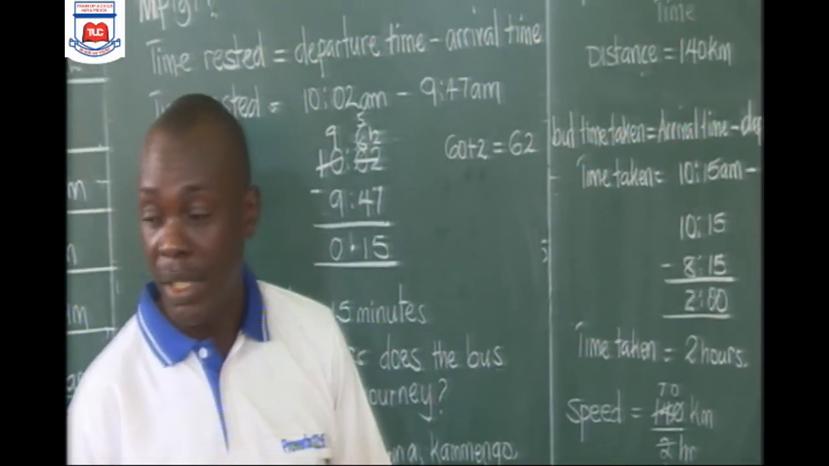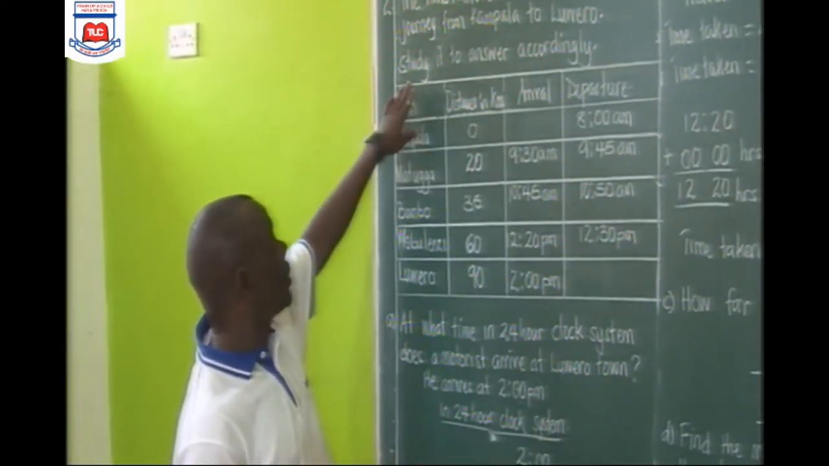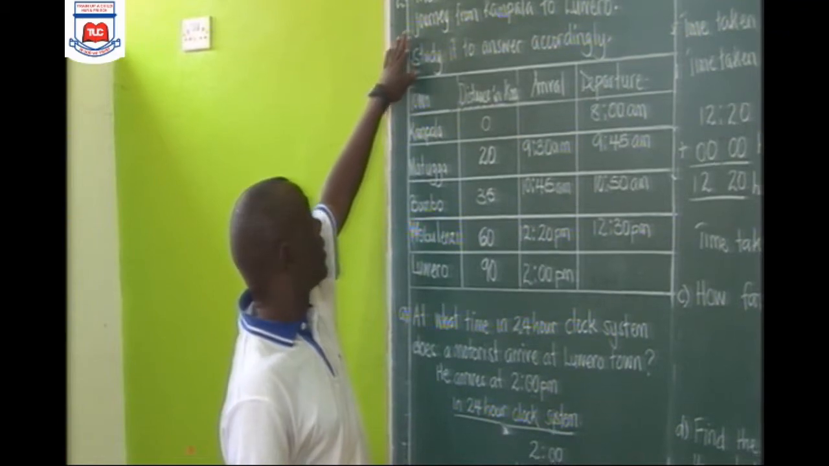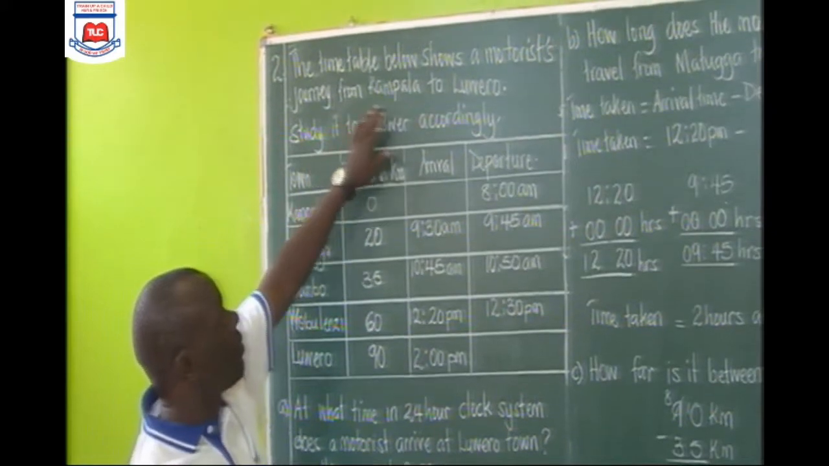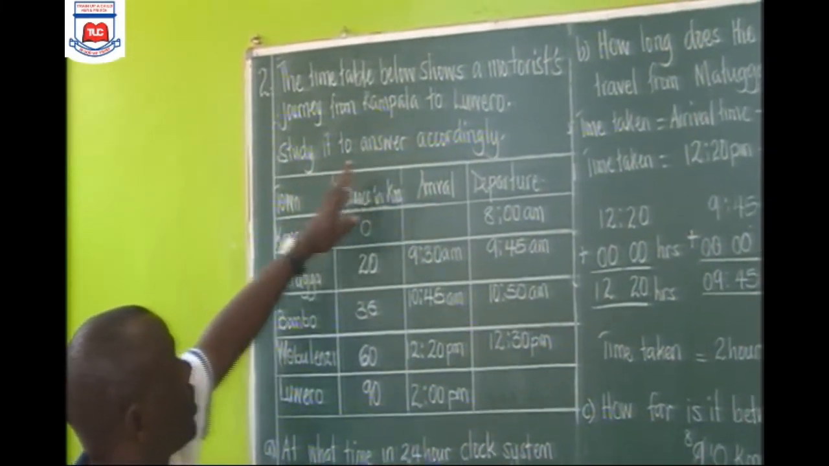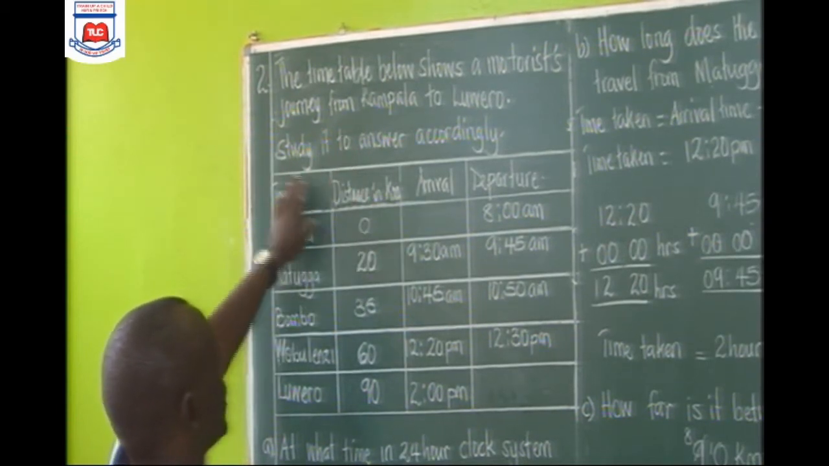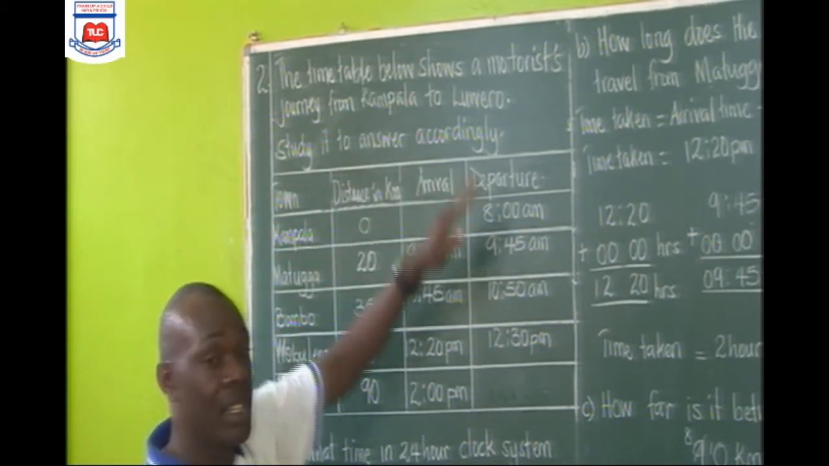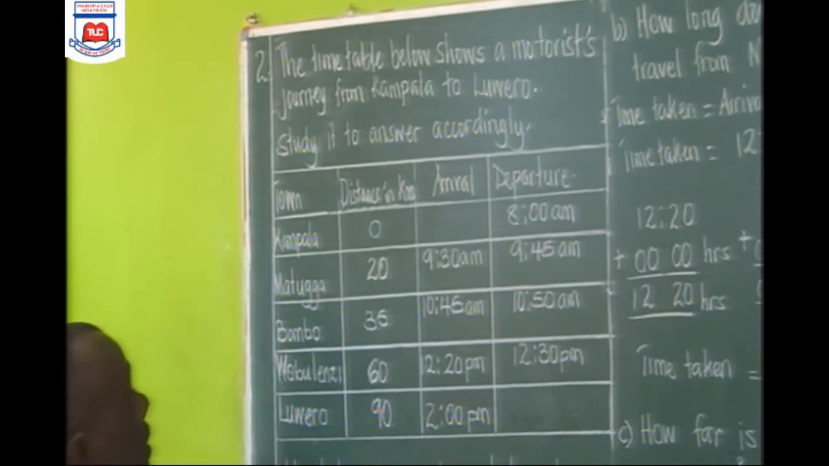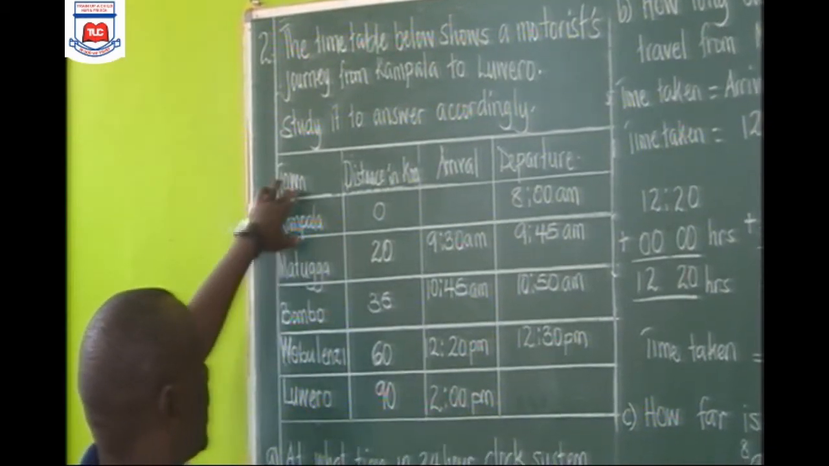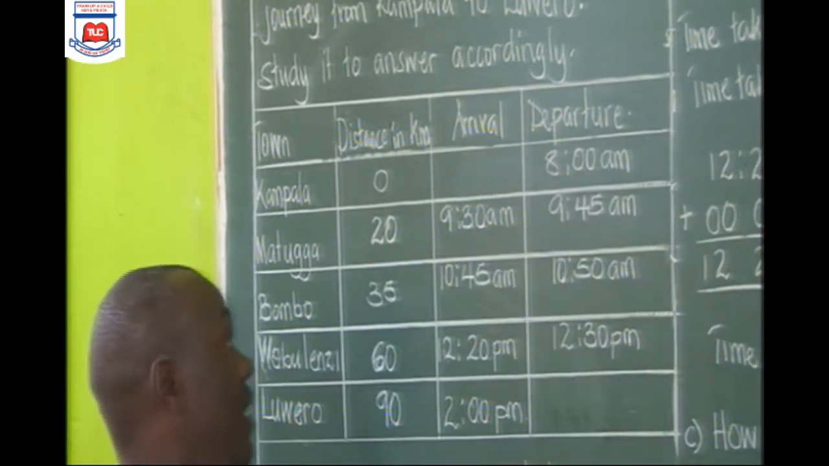We shall then proceed to the second example. Example number 2 today states, the timetable below shows a motorist's journey from Kampala to Luweero. Study it carefully to answer accordingly. Like we did in number 1, we need to study properly. We have got town, distance in kilometers, arrival time, and departure time.